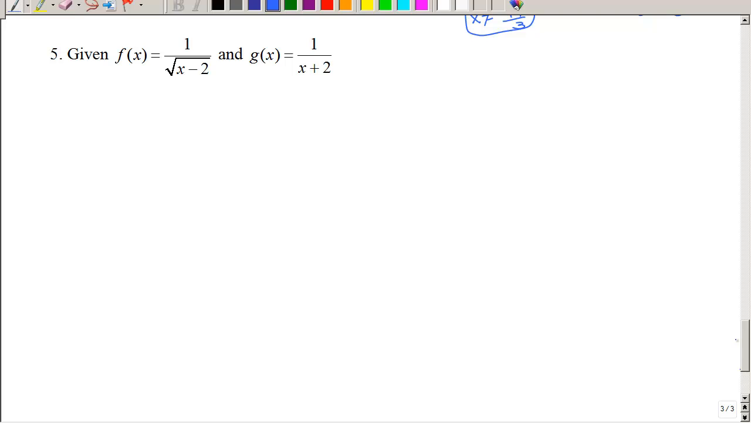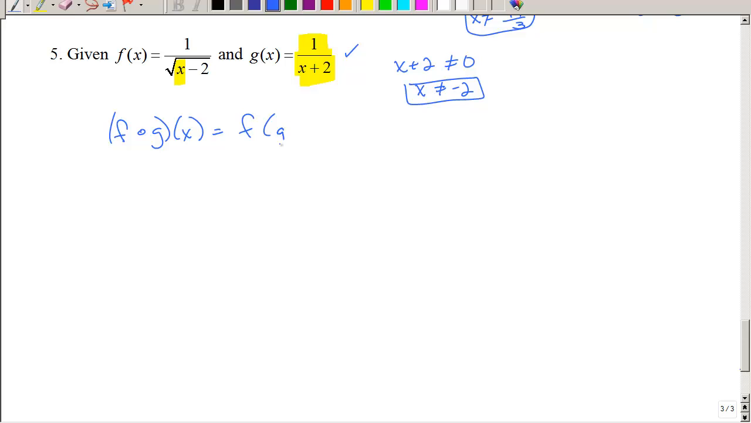Now this problem is going to test your algebra skills. So step 1, we're going to find the domain of that. So the denominator cannot be 0. So we know that x cannot be negative 2. Now we're going to do that composition. So where there's an x, I have to put that. So f of g of x, or f of g of x written this way, which I prefer.